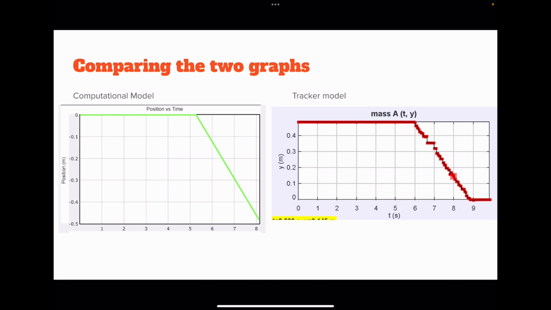Data analysis. Comparing these two graphs that we created, they're pretty much the same. There's a little more discrepancy in our Tracker model just because of the way we're tracking it, and we'll go over this in our possible errors. But basically, as you can see here, until around the time of 6 seconds, there is a straight line because the bottom is stationary, and then it will go downward as the whole thing falls to the ground.